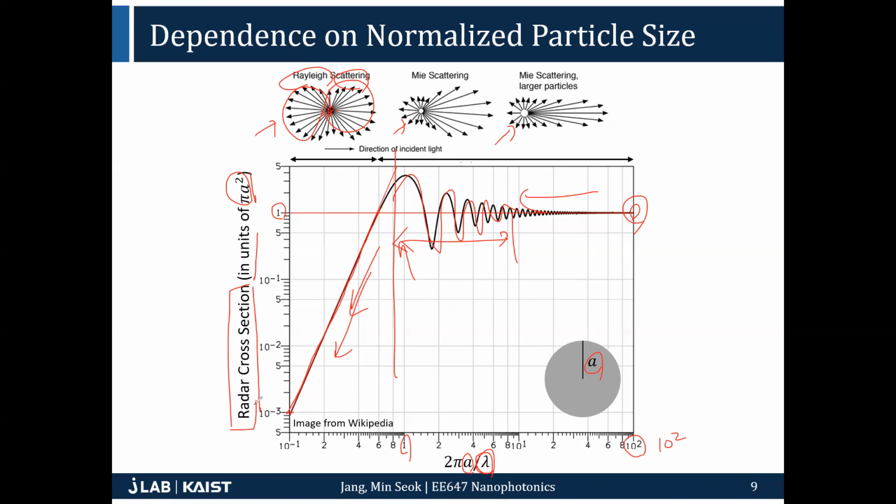Whereas if you go to the larger particle limit, your scattering tends to go more and more forward. Your scattered light tends to go forward. Okay, so what I mean by forward is the direction of the incident wave. Okay, so that's one observation.